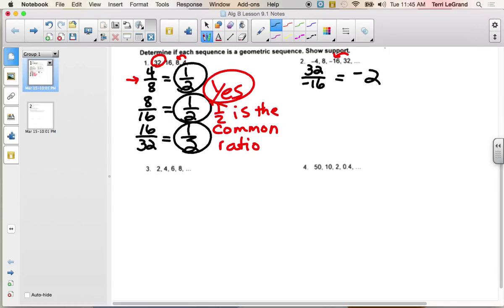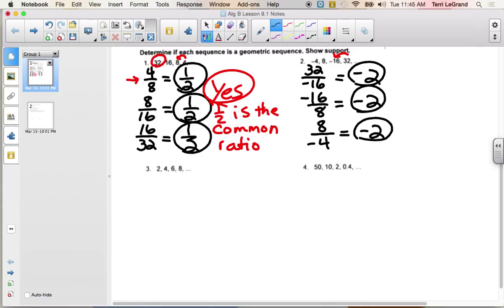Okay, what's our next one going to be? Negative 16 over 8. And what does that become? Negative 2. So we're finding all of our ratios, and we want to make sure that they all come out to the same thing. 8 divided by negative 4, negative 2. So do we have a geometric sequence? Yes. And the common ratio is? Negative 2. Negative 2 is the common ratio.